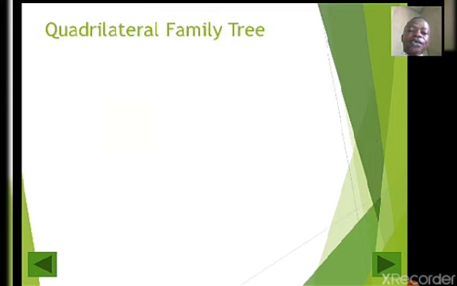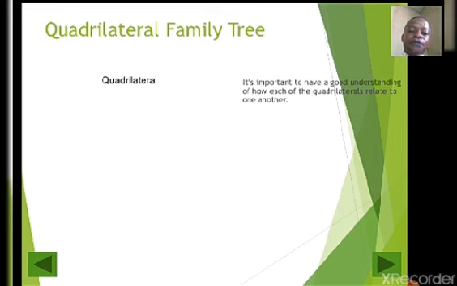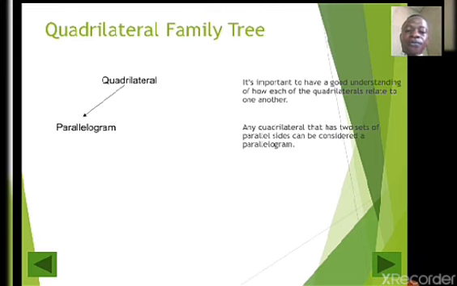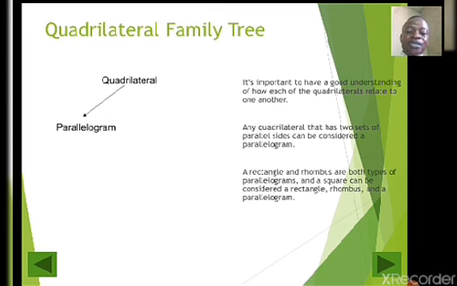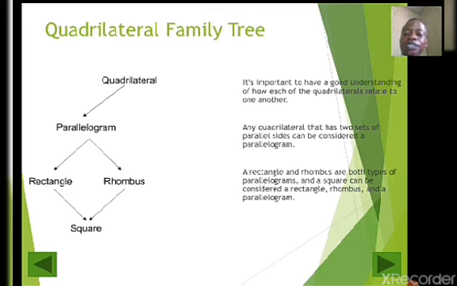Then let's quickly discuss the quadrilateral family tree. It's important to have a good understanding of how each of the quadrilaterals relate to one another. We have quadrilateral. Any quadrilateral that has 2 sets of parallel sides can be considered a parallelogram. So we can see it now, a parallelogram. A rectangle and rhombus are both types of parallelogram, and a square can be considered a rectangle, rhombus, and a parallelogram. So under parallelogram we have rectangles and rhombus, and a square can be considered a rectangle, and at the same time a square can be considered a rhombus.